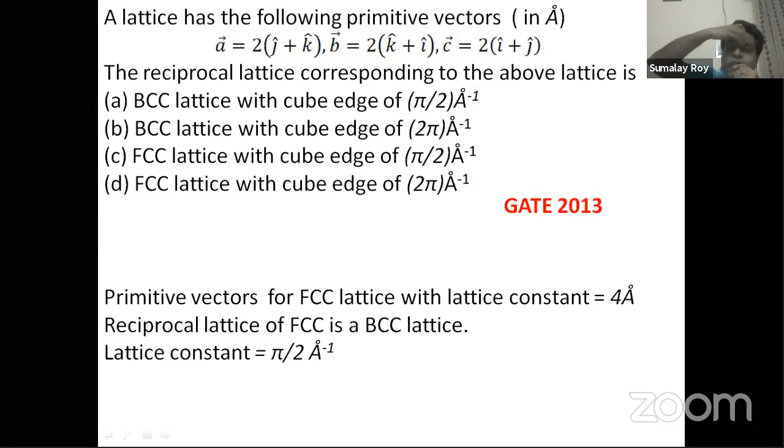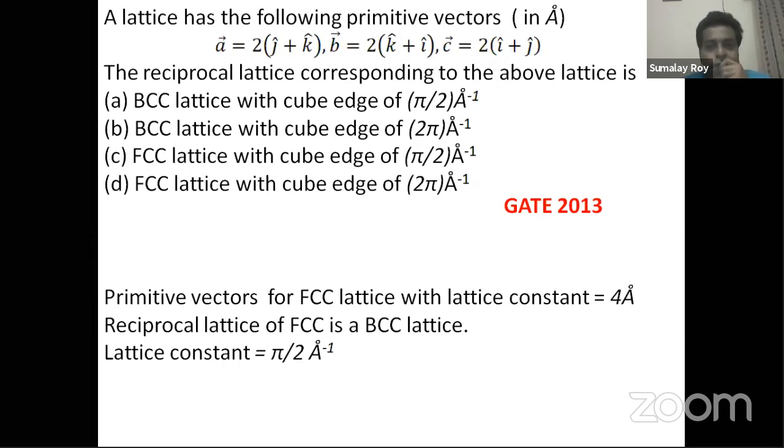Now if it is 4 angstrom, then what will be the lattice constant in the BCC lattice in the reciprocal space? It will be 2 pi by a. There is no answer as pi. Yes, the answer is pi by 2. So it is 2 pi by 4, that is pi by 2. So the first answer is correct, a BCC lattice with constant pi by 2. Yes, pi by 2. Thank you. Everybody could do it now.